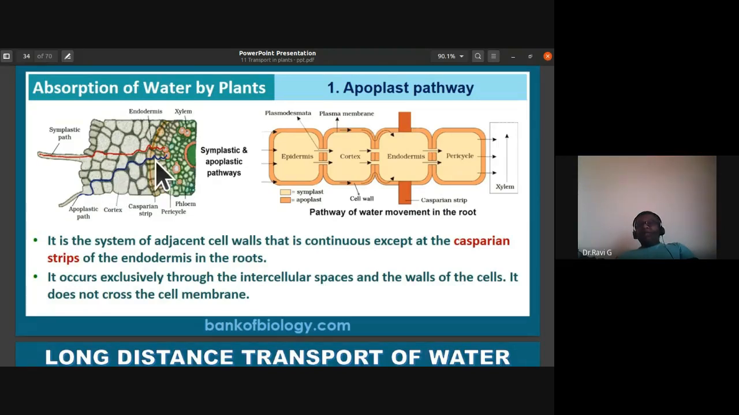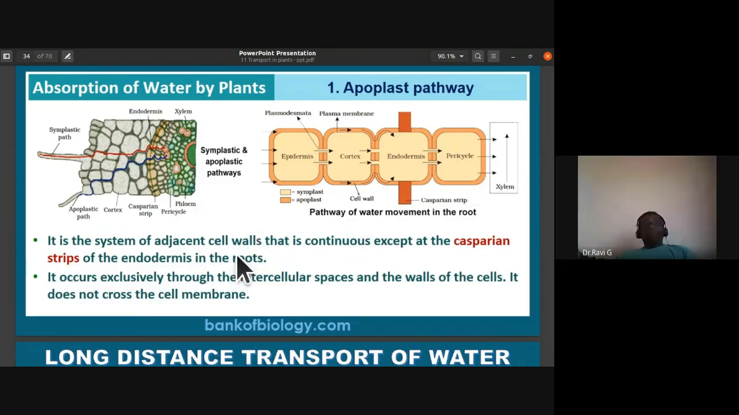When they reach the endodermal cells, the apoplast pathway cannot continue further. Through the endodermal cells and pericycle, the water has to move through the symplast pathway. That is, it has to pass through the cell, through the cytoplasmic connections. When they reach the endodermal cell, they flow into the endodermis and pericycle through the symplast pathway. So you have to remember that.